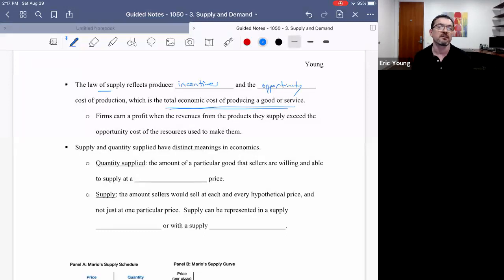And when you think about the fact that sellers are motivated, they're incentivized to pursue profit, and that they have to cover opportunity costs to make the endeavor profitable, it becomes pretty clear why higher prices will motivate sellers to want to sell more. Higher prices will lead to more revenues and probably more profits. And imagine a situation where the marginal cost of production rises over time, which we've discussed.